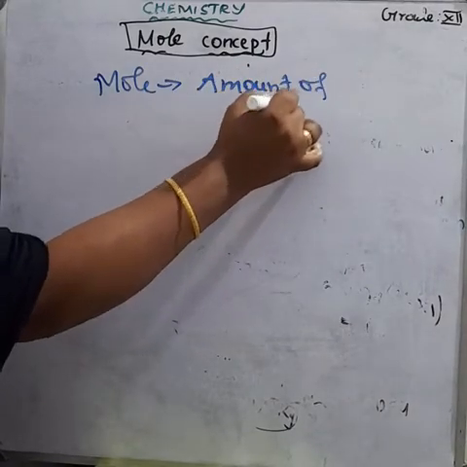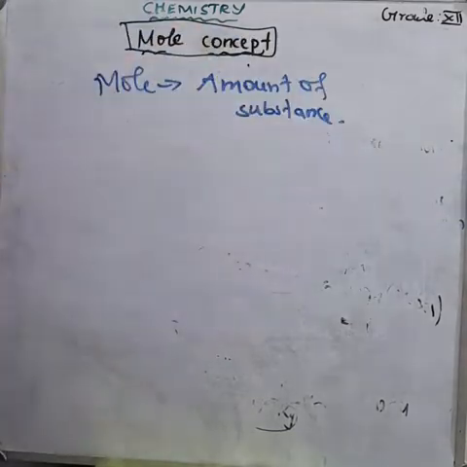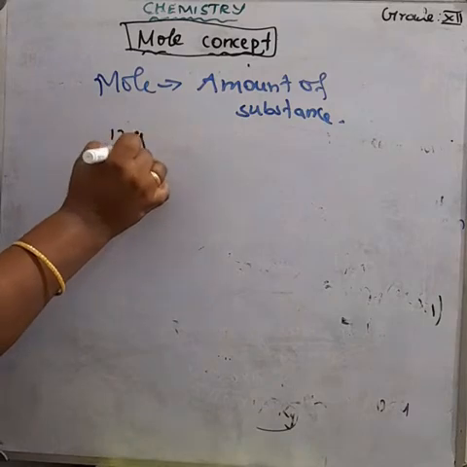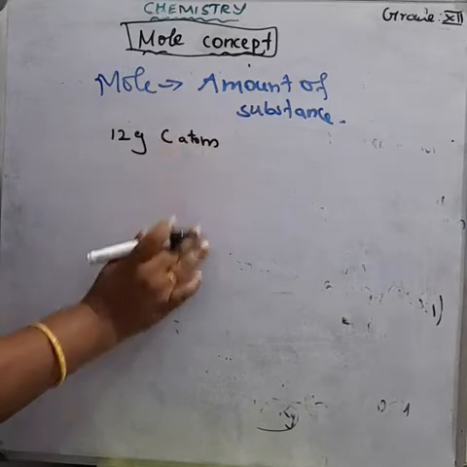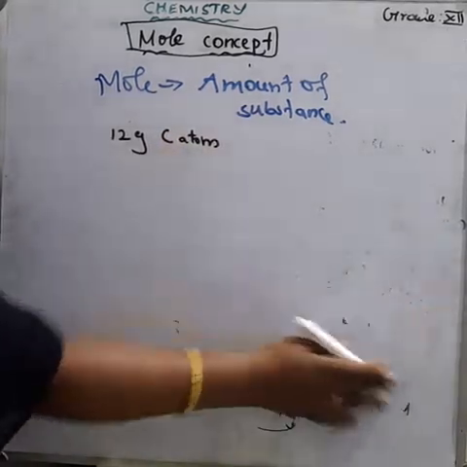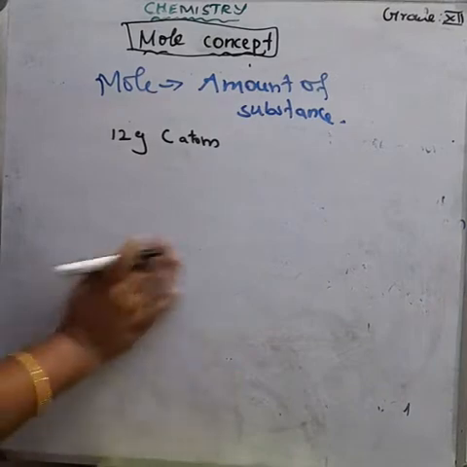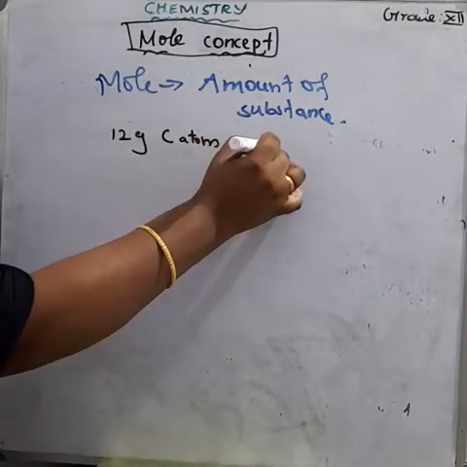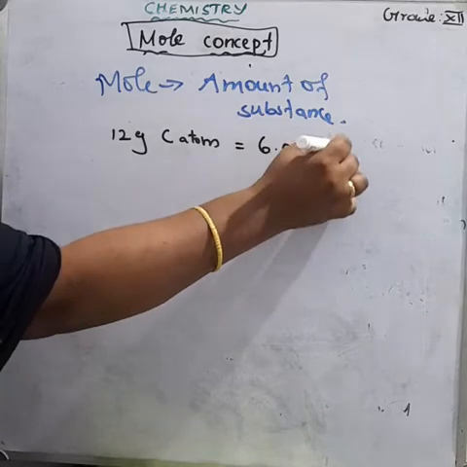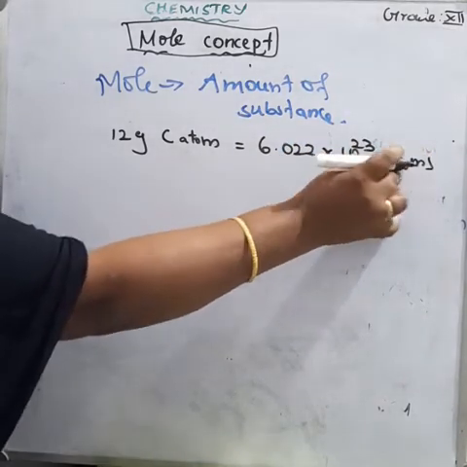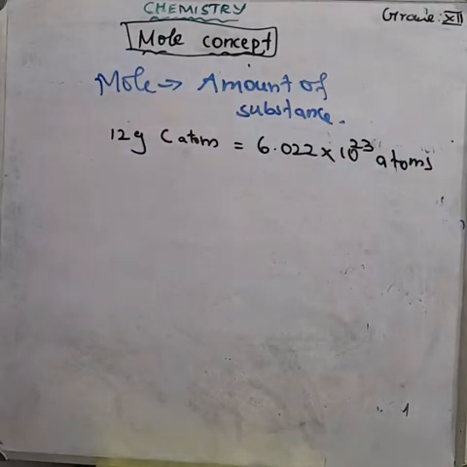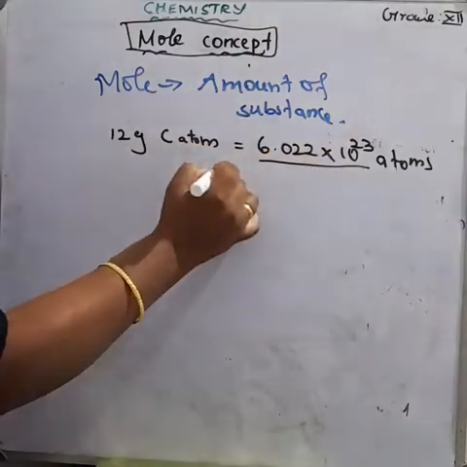For example, 12 gram of carbon atoms. We know carbon's atomic mass is 12. So we are taking 12 gram of carbon atoms, and they have 6.022 × 10^23 atoms. That is what 1 mole of carbon-12 has.